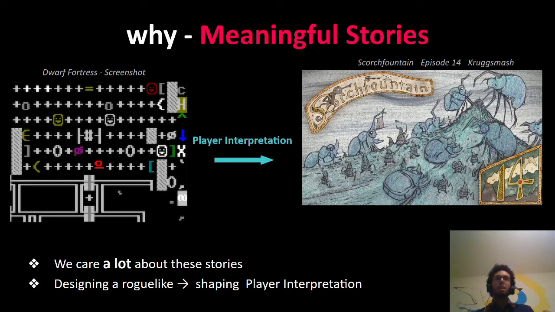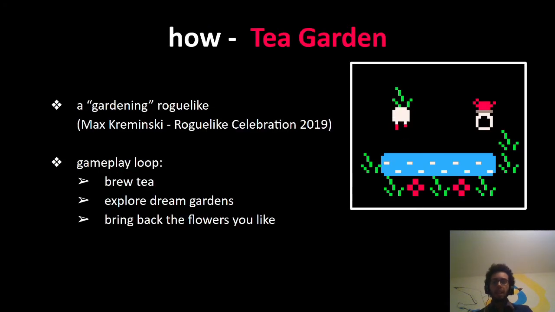You can also see designing a roguelike as shaping player interpretation. Let's see how we can do that a bit. So I'm going to speak about T-Garden, which is a little roguelike that I started after watching Max Kreminski's talk at Roguelike Celebration last year. It was my attempt to make a gardening roguelike, not just in the theme of the game, but in the way it is played. The gameplay loop is very simple.